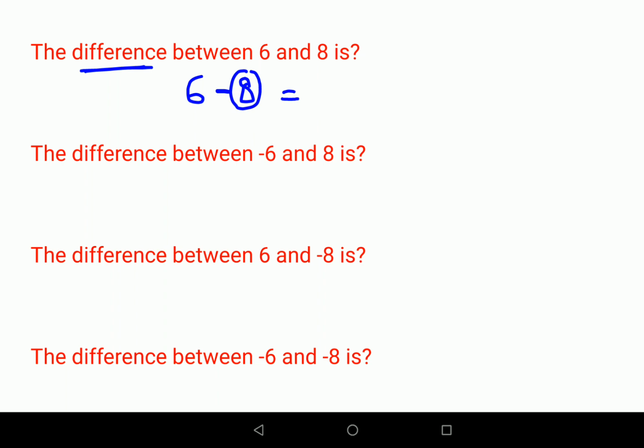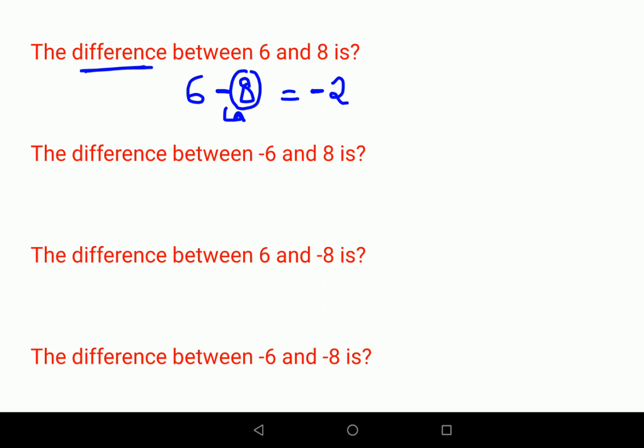First we'll do the subtraction as it is. What is 6 minus 8 or 8 minus 6? The answer is always 2. But in case of 6 minus 8, the negative sign is with what number? It is with 8, and 8 is the bigger one between the two. So here the final answer will be negative 2.